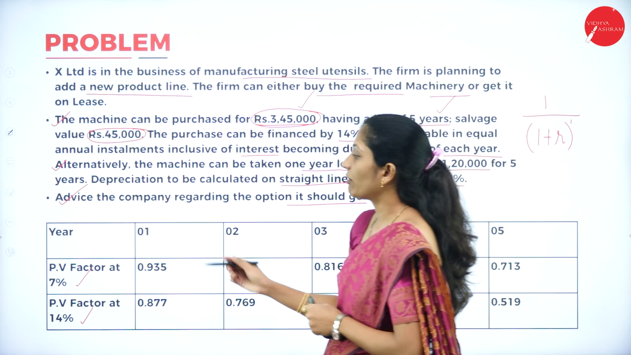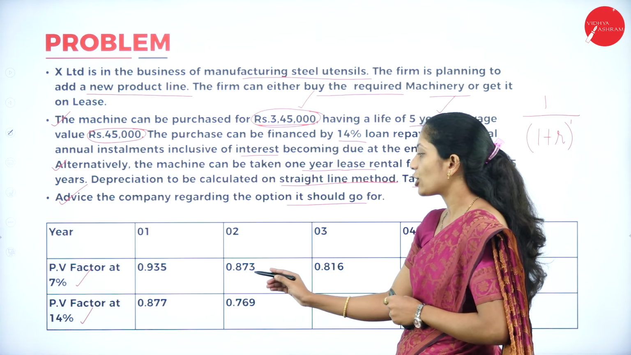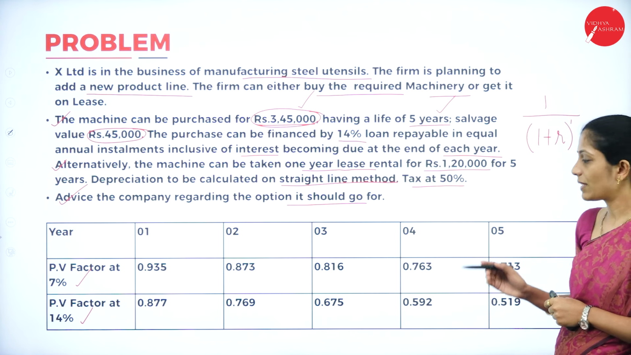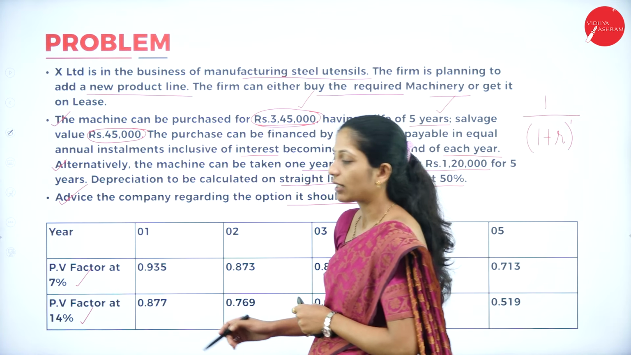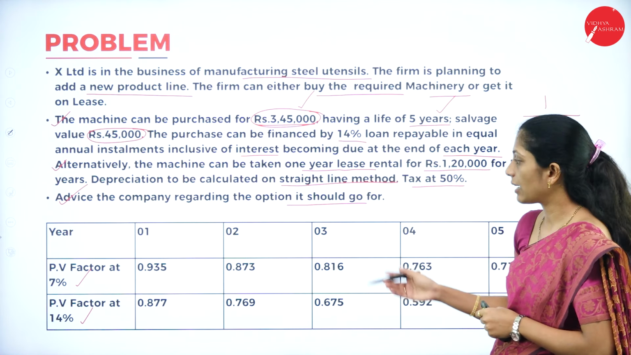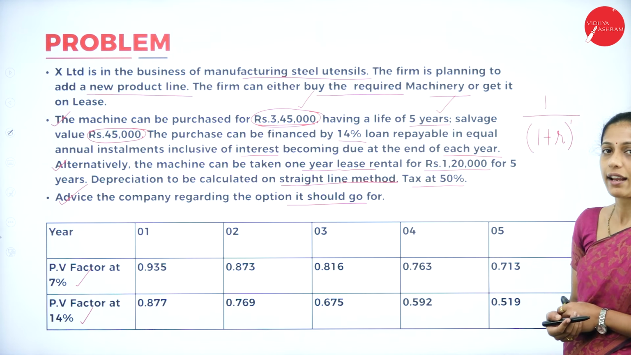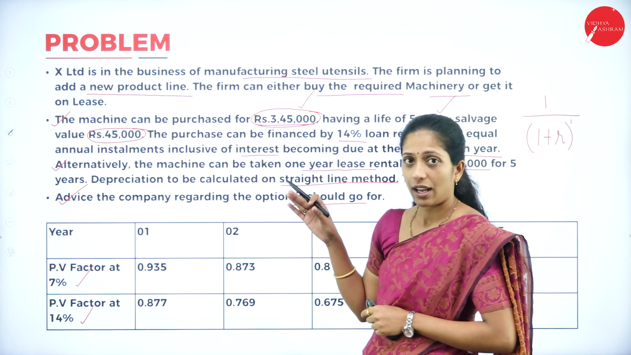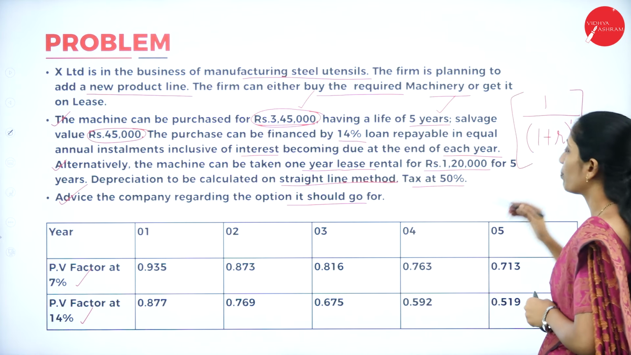Here they have given the PV factor of 7%. That is, for the first year it is 0.935, second year 0.873, third year 0.816, fourth year 0.763 and the fifth year 0.713. In the same way, they have given the PV factor for 14%, that is 0.877, and for the second year 0.769, the third year 0.675, the fourth year 0.592 and the fifth year 0.519. Now, suppose if they don't give the PV factor, as I told you, you have to apply the formula and calculate the PV factor.